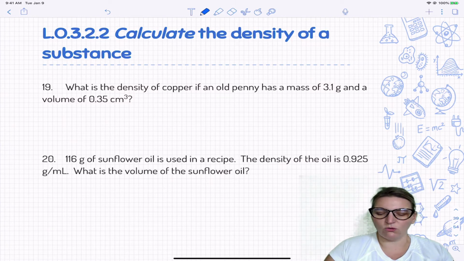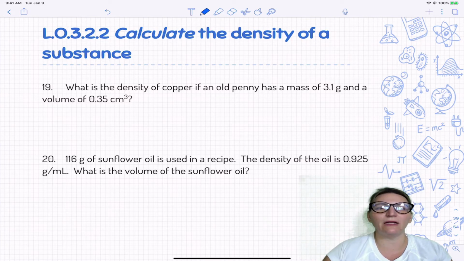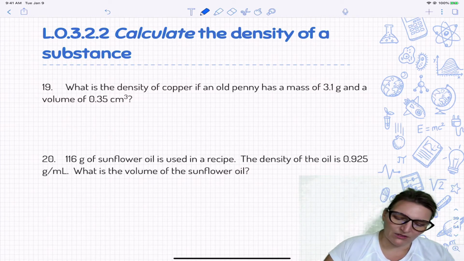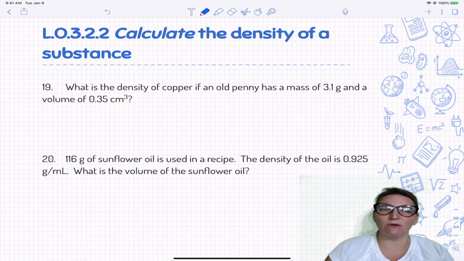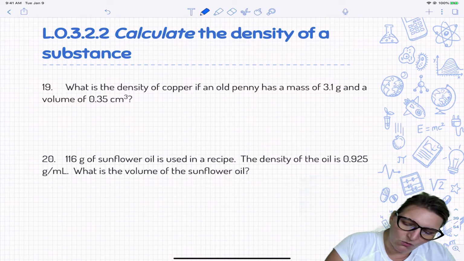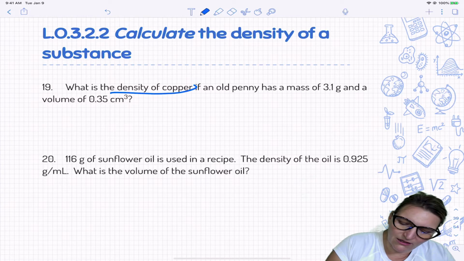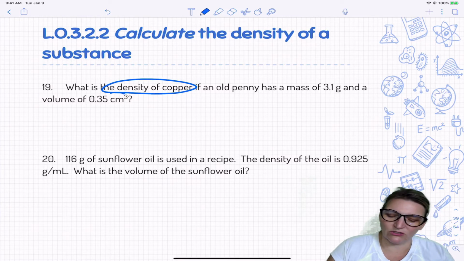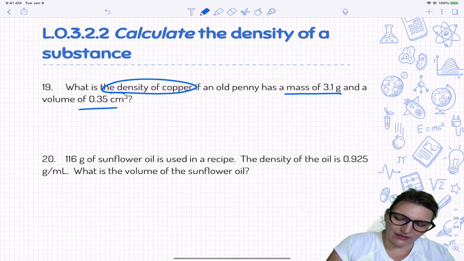It says an old penny because pennies these days are actually just coated on the outside with copper, and the inside is usually, I believe, zinc. So its density wouldn't be the same as copper. So we got a few things that we do with every single problem. Circle the do, underline the clue. What is this question asking me to find? The density. That's what I'm going to circle. What are the clues? It's mass and its volume.